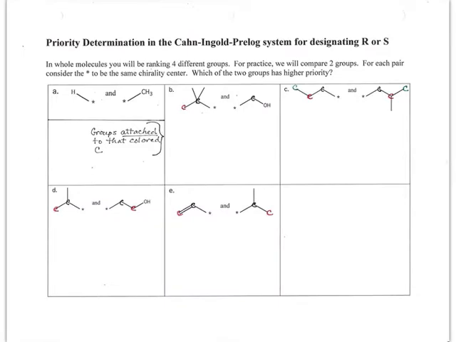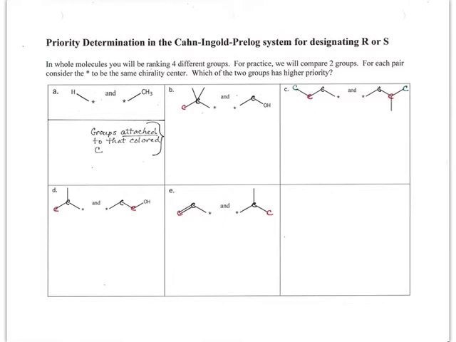Here we have first example A, a simple one, just like we did before, except what I'm doing now is just comparing 2 groups, so we're not dealing with all 4 at once. But this is the same idea. So you can see which of 2 groups has higher priority. So that star represents the chirality center. On A there, which is higher priority, the CH3 or the H? CH3, because carbon is higher in atomic number than H.